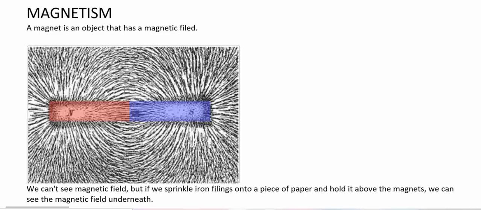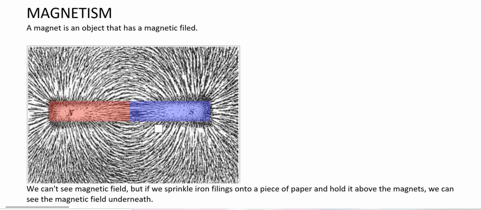This is an overview of a magnet. This is the magnetic field line displayed by iron filings. If you sprinkle iron filings on top of a paper, which we put on top of a bar magnet, this is the North Pole and this is the South Pole. Right, this is the North Pole, this is the South Pole.